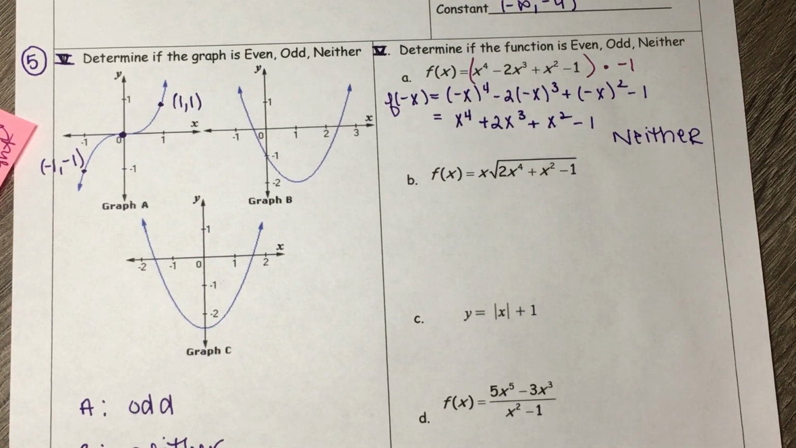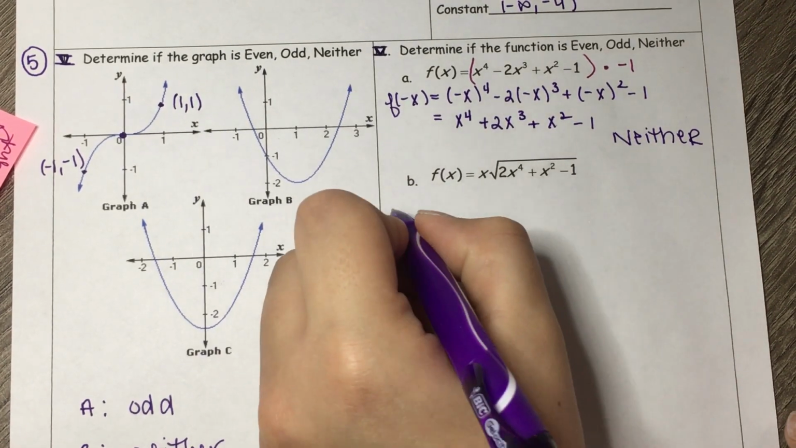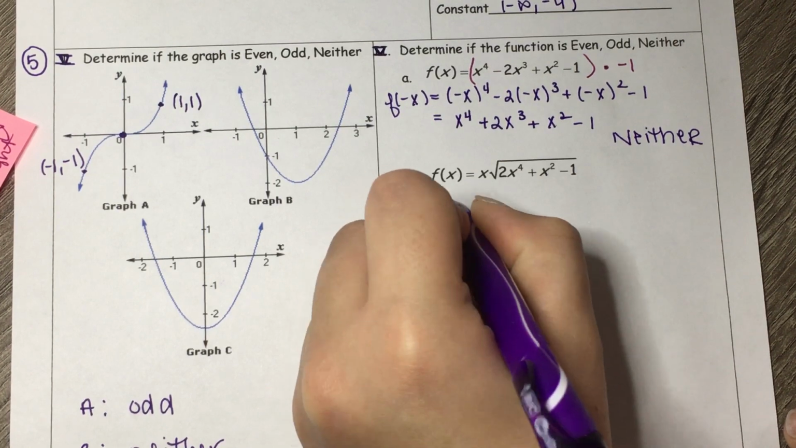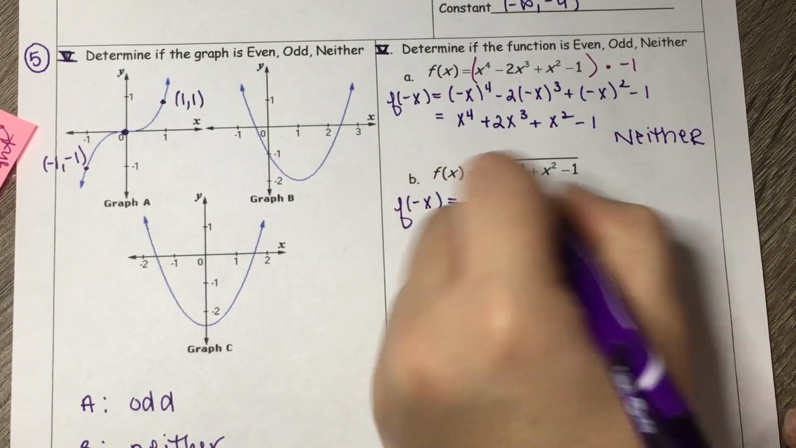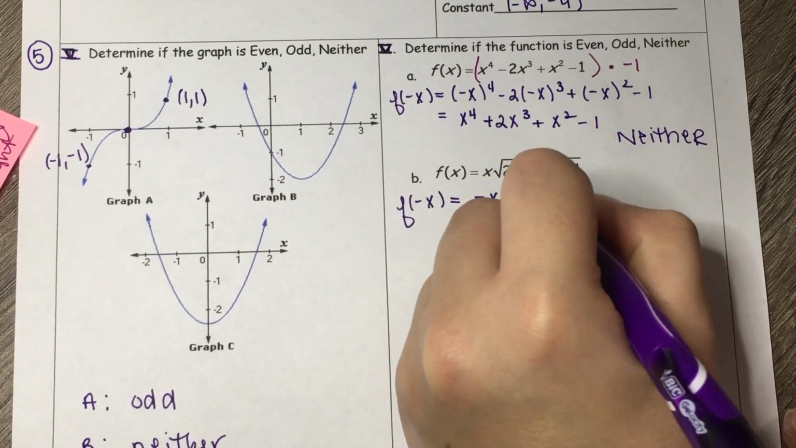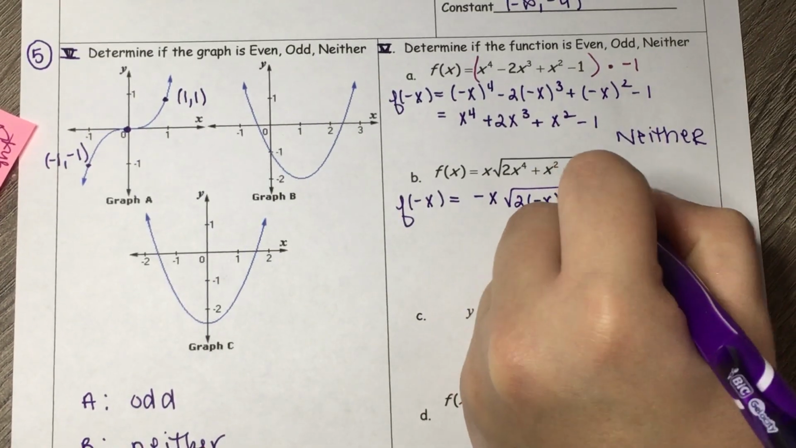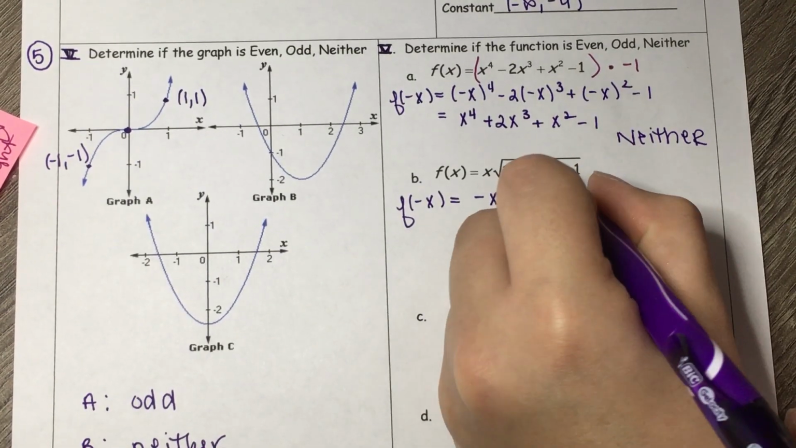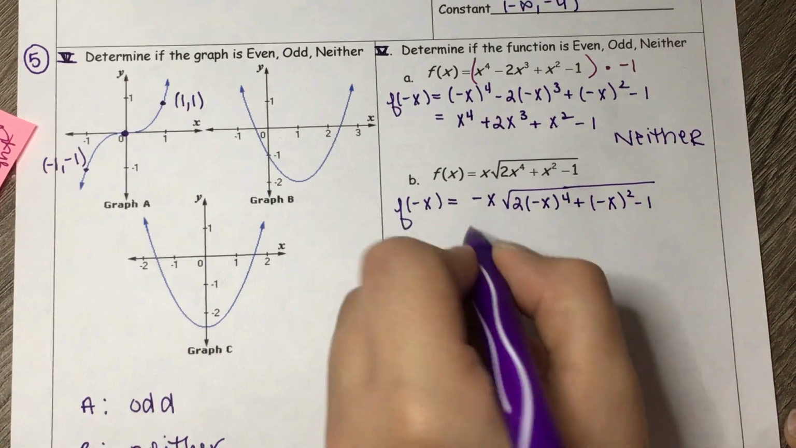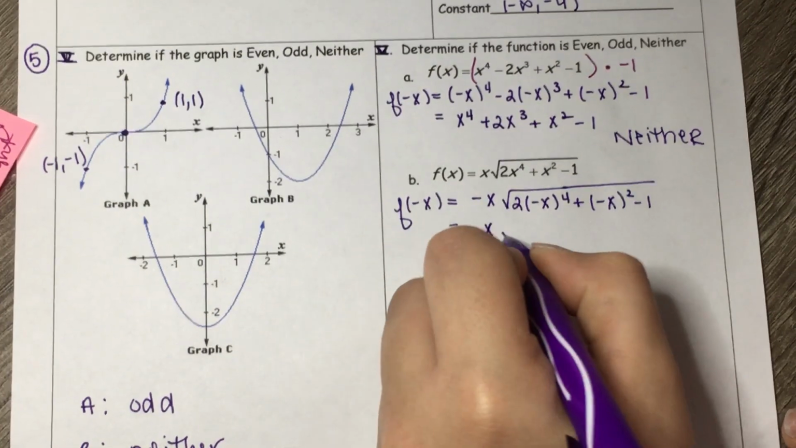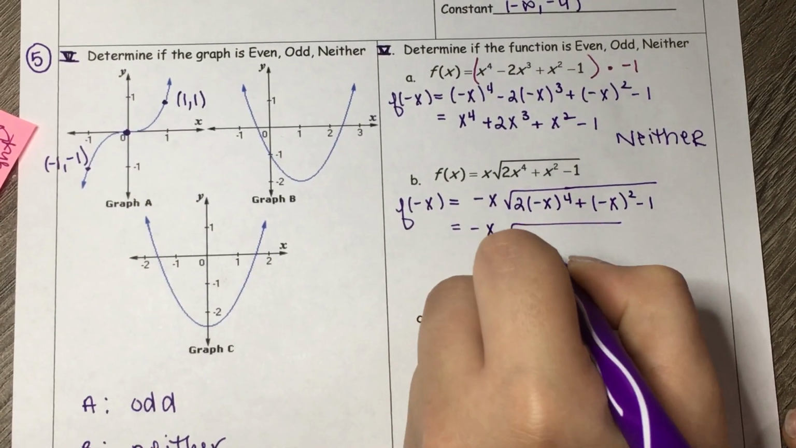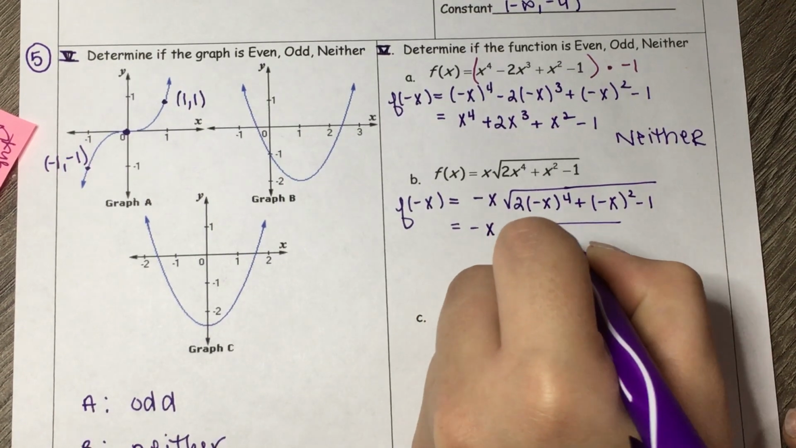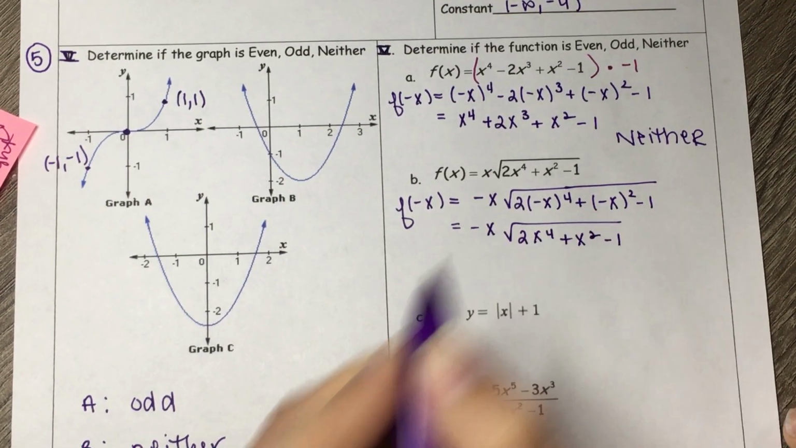All right, now taking a look at letter B, doing the same thing, starting off with the original function, taking out the x and replacing it with a negative x. So we have 2 negative x to the fourth plus negative x squared, a -1, and then I'm just extending that radical here. All right, and then we're going to do some simplifying. This is negative x, and then x to the fourth will be positive, x squared will be positive, and then we still have that -1.